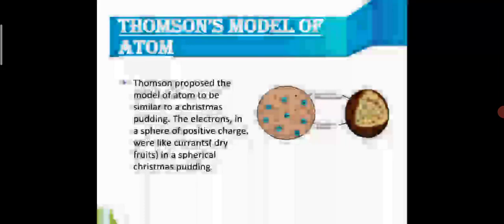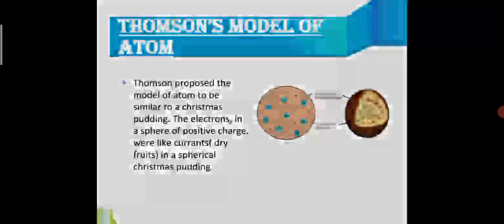Thomson model of atom. Thomson proposed the model of atom to be similar to a Christmas pudding. The electrons in a sphere of positive charge were like currants and dry fruits in a spherical Christmas pudding.